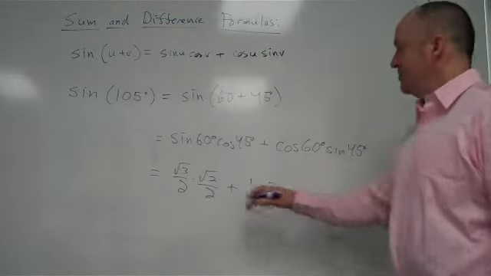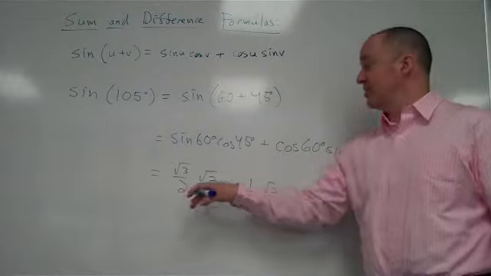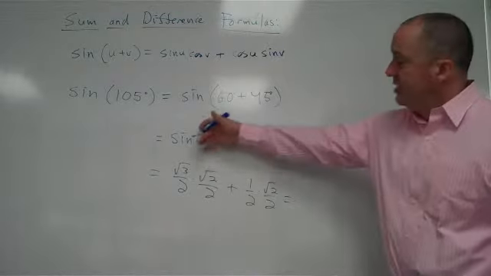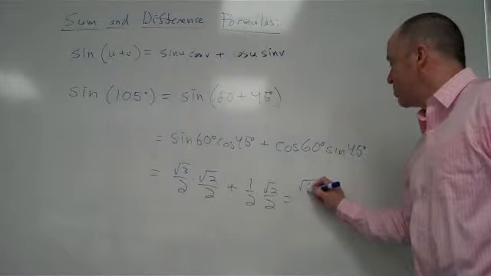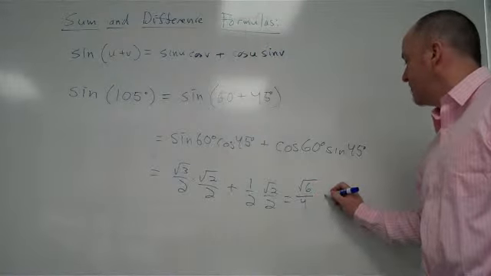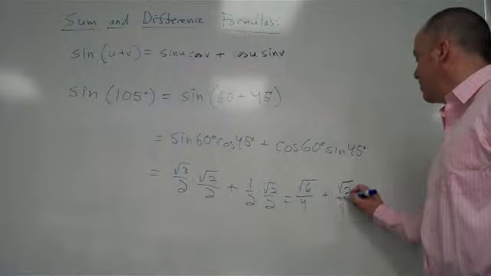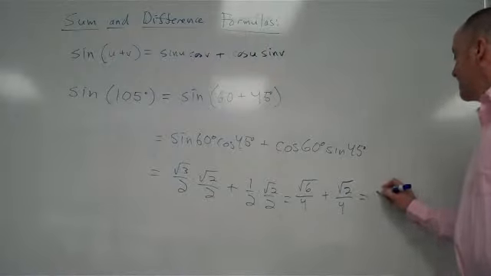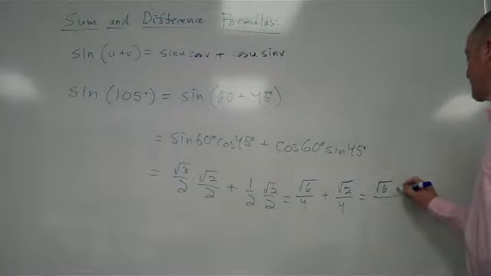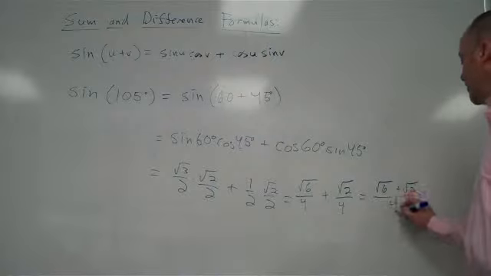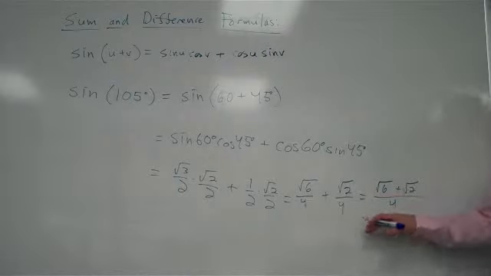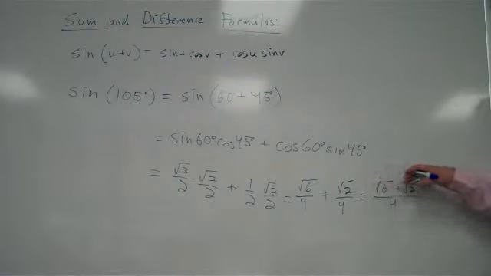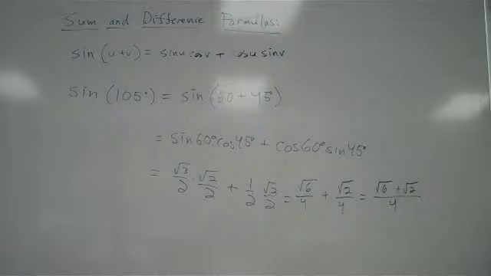So this becomes, when you multiply fractions, you multiply the numerator and the denominator. When you multiply radicals, you multiply what's under them. This becomes the square root of 6 over 4 plus the square root of 2 over 4. Final answer is the square root of 6 plus the square root of 2 over 4. Can you combine them? I can combine them into this with the same denominator, but I can't add the two radicals.